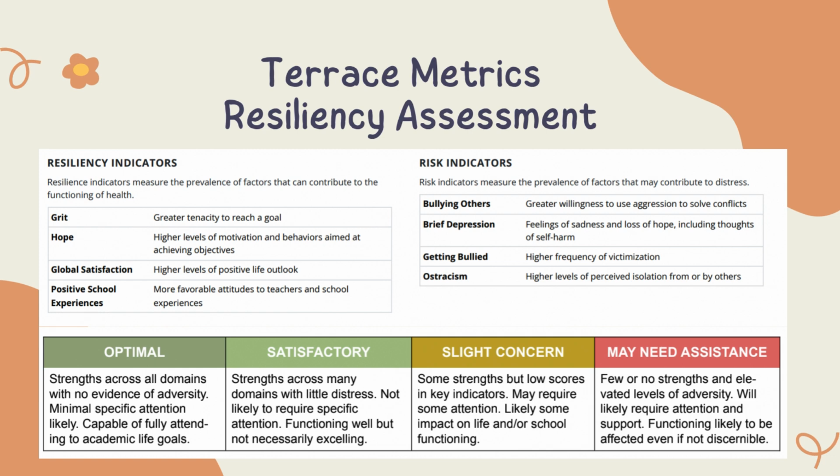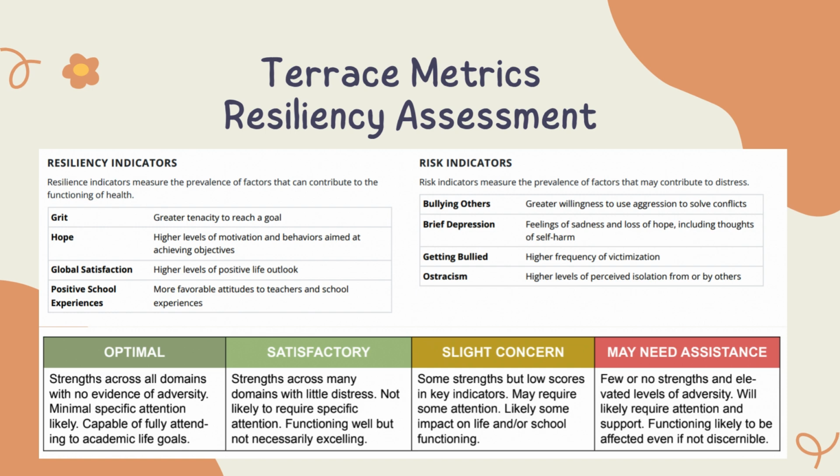And for our risk indicators, we look at anxiety, which examines general worries, which aren't specific to any one source. We look at depression, which is those feelings of sadness or hopelessness that can make it hard to stay motivated. And we also look at ostracism, which assesses the levels of perceived isolation from others. It can be feeling ignored or being actively excluded.